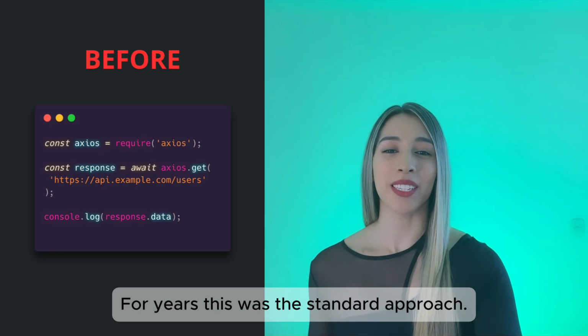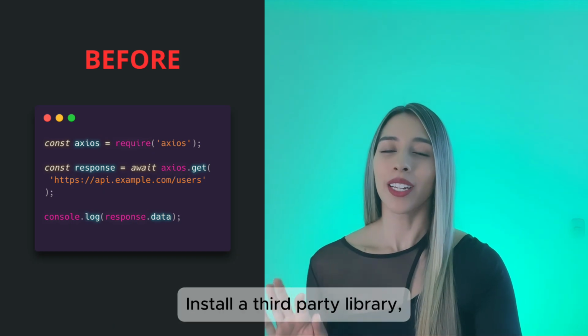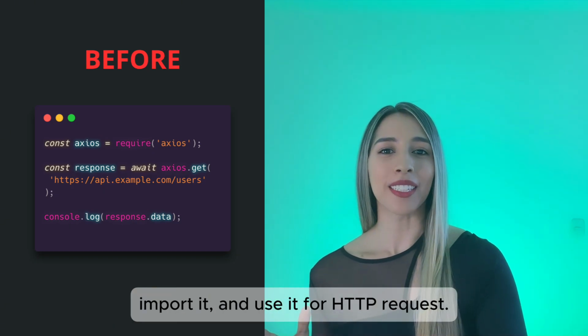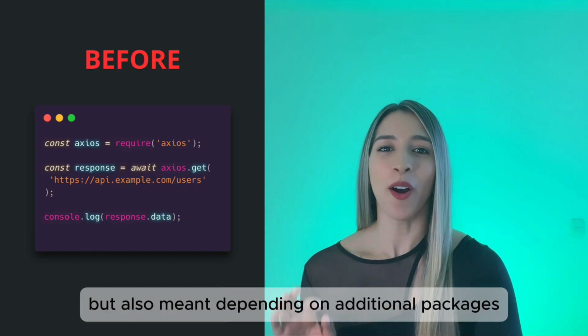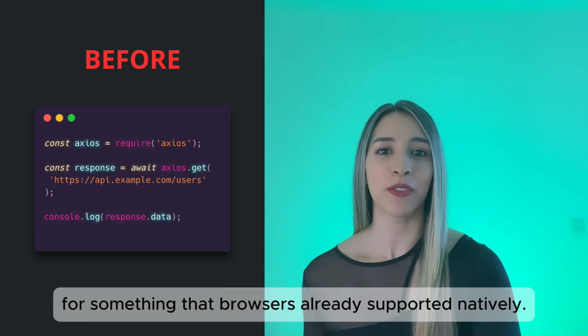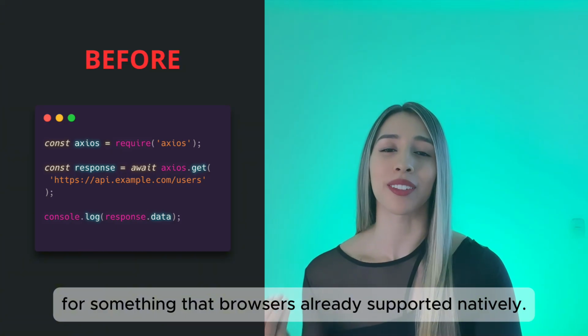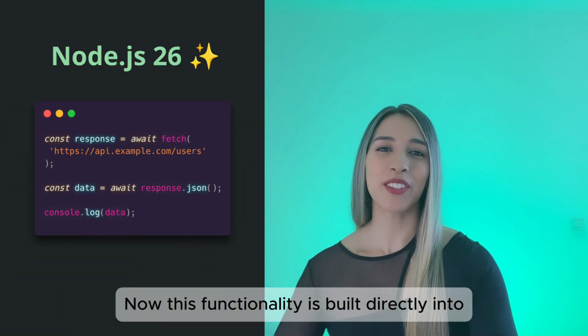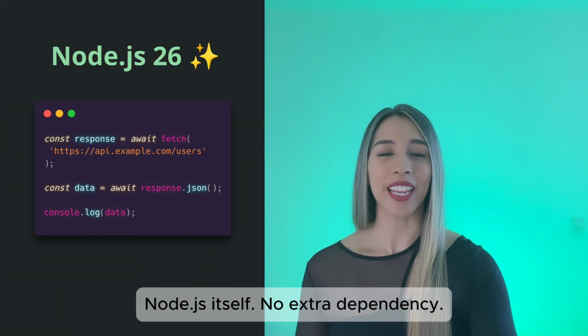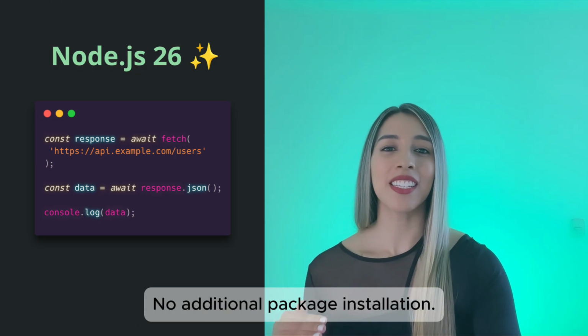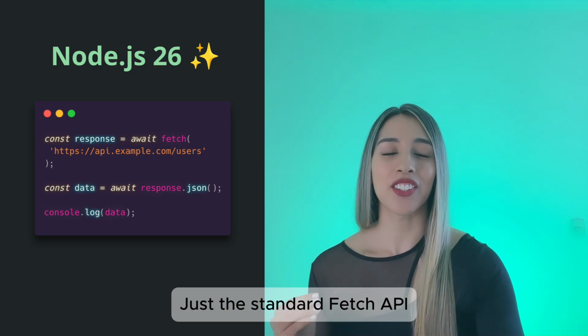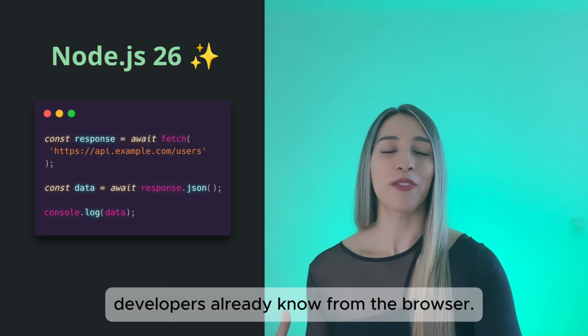For years, this was the standard approach. Install a third-party library, import it, and use it for HTTP requests, which was fine, but also meant depending on additional packages for something that browsers already supported natively. Now, this functionality is built directly into Node.js itself. No extra dependency, no additional package installation, just the standard fetch API developers already know from the browser.